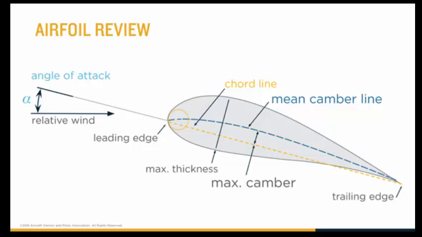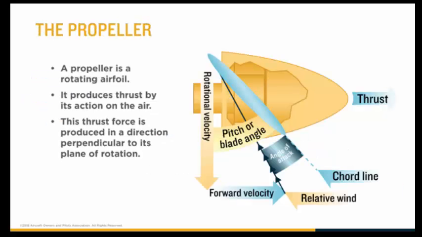The maximum camber, the point on which the airfoil has the greatest distance between mean camber line and the chord line. Sure, we all remember that, right? Alright, so a propeller is a rotating airfoil that produces thrust by its action on the air direction perpendicular to the plane of rotation. Both propellers and wings are engineered with focus on leading and trailing edges, chord lines, angle of attack, thickness, and camber.